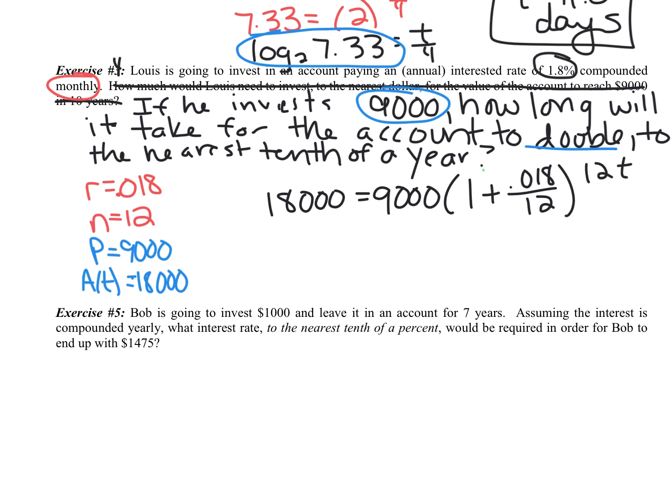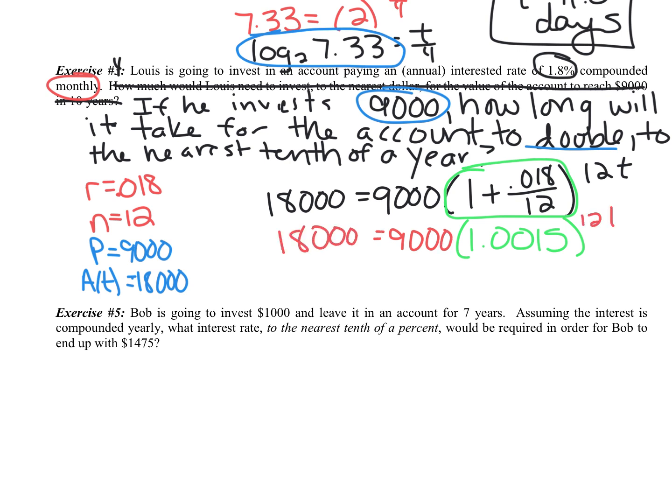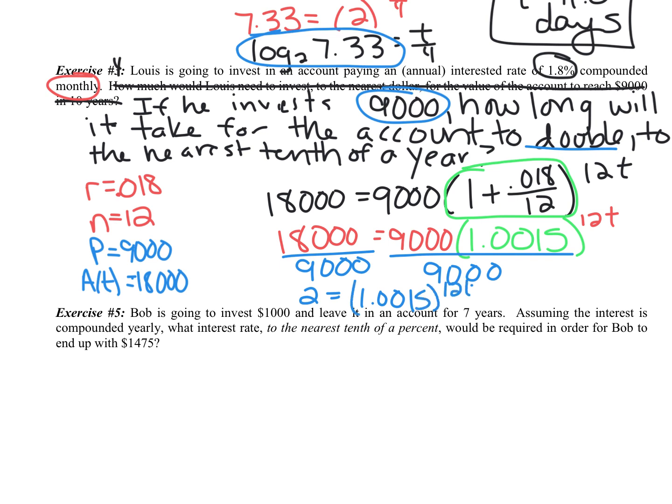So as I said, the first thing we want to do is just get a decimal value for this, so it's just a little less to look at. Now, nicely on this one, it is exactly 1.0015. Sometimes you'll get a repeating decimal and you'll just have to highlight it in your calculator. So I'm going to divide by 9,000, giving me 2 equals 1.0015 to the 12t. Just cut that off so we can see it a little better.